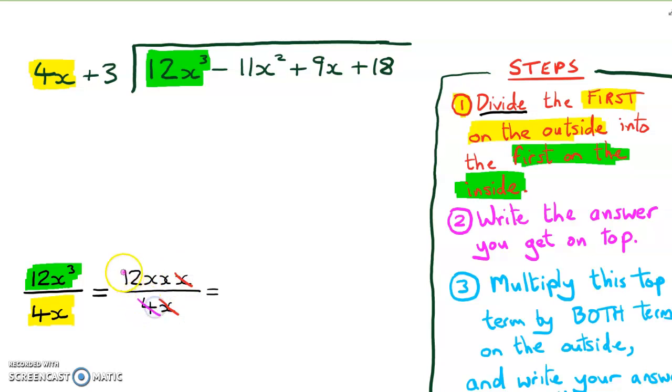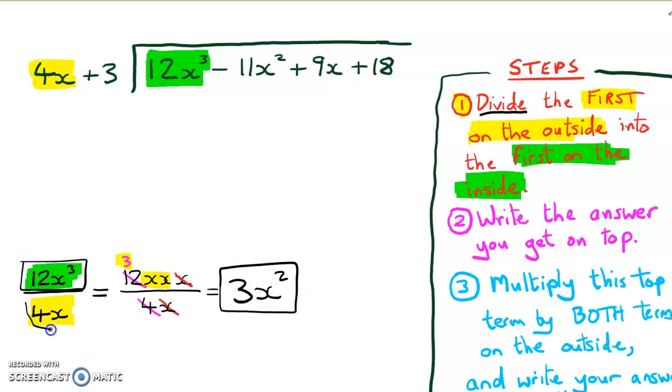So 4 goes into 12 3 times. What's left now up on the top line? We've 3 and we've 2 x's. In other words, we have 3x squared. So that's what we get when we divide the first on the inside by the first on the outside. 3x squared. Now what do I do with this?